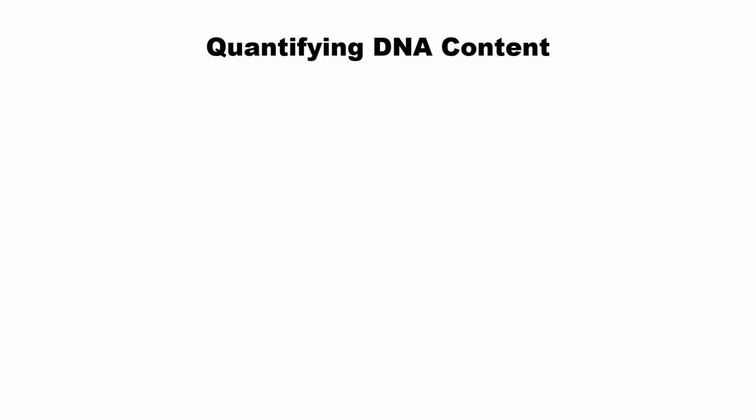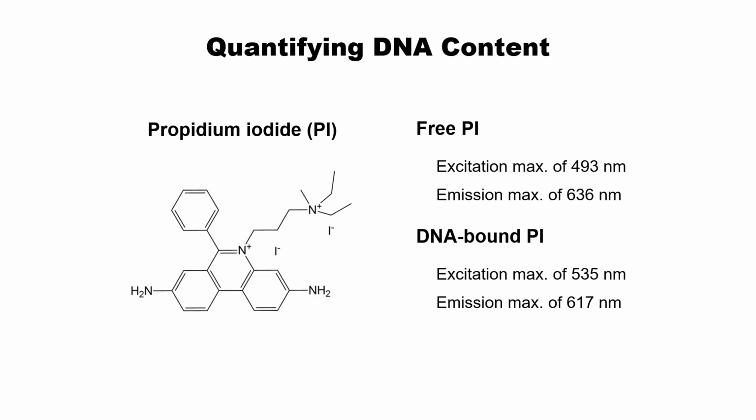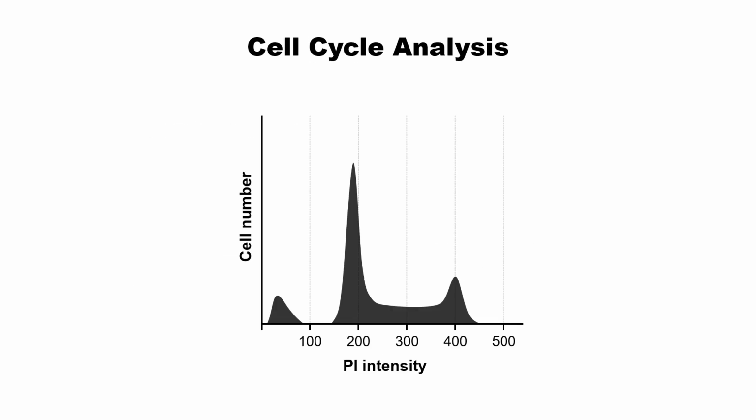Using a DNA selective fluorescence dye, we can measure the DNA amount per cell. Propidium iodide is a representative fluorescent molecule. It has strong fluorescence when it binds to DNA, and the fluorescence signal is proportional to the amount of DNA. This is a typical example of cell cycle analysis of actively growing cells.